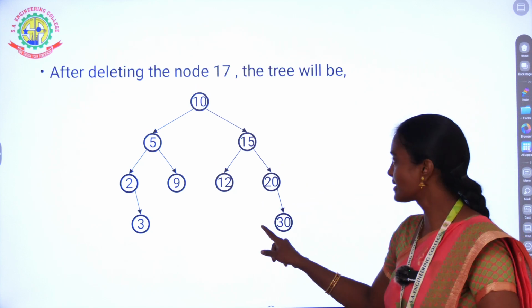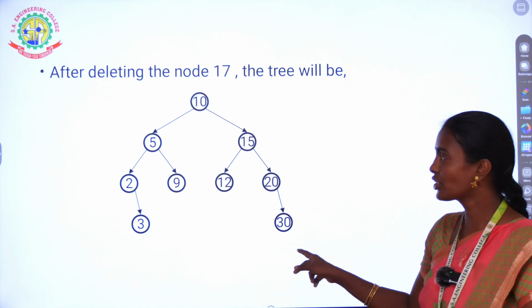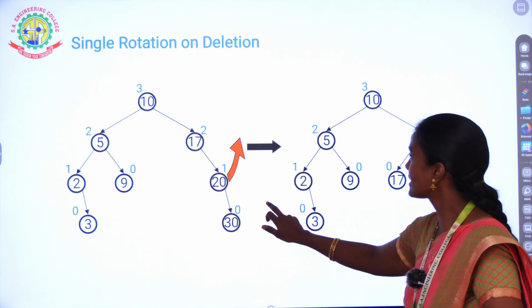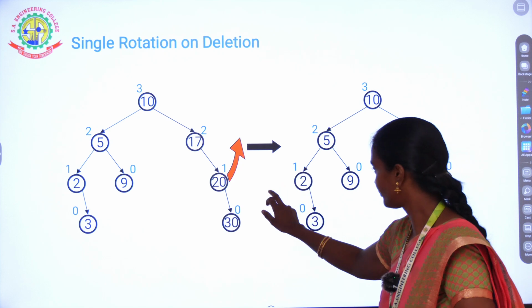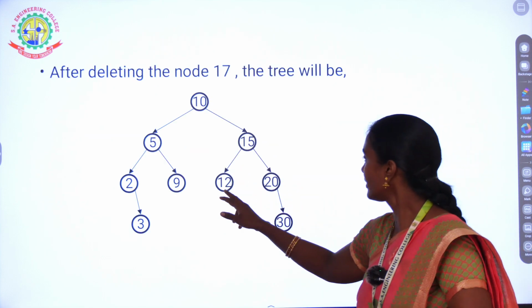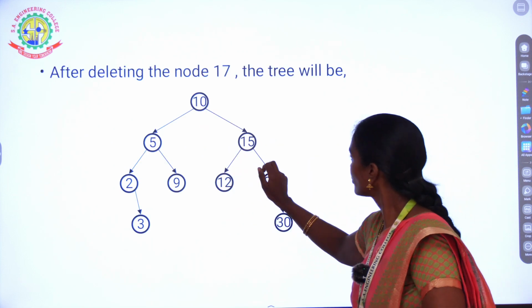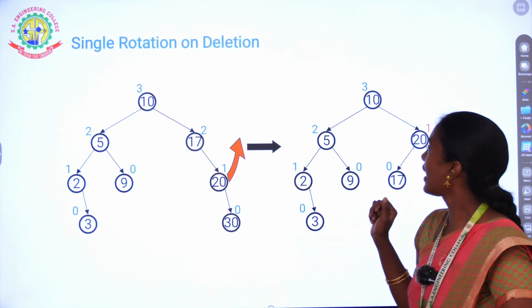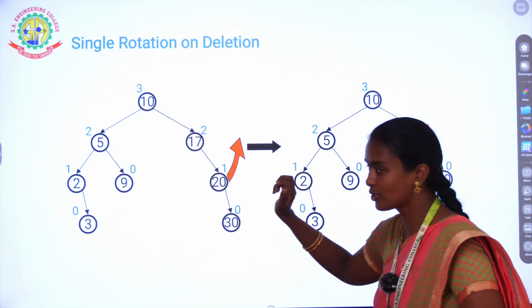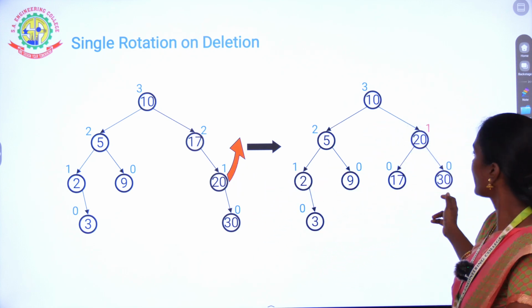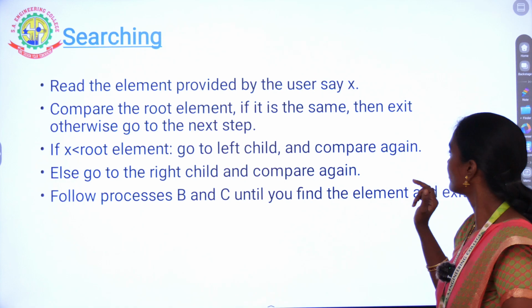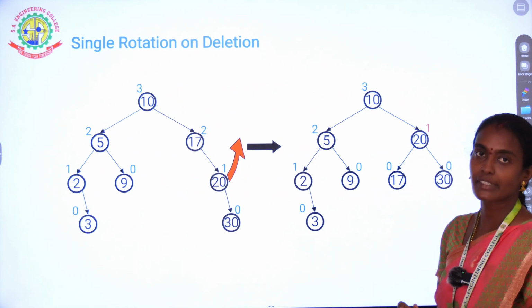Now we have to check the balancing factor, whether it satisfies the condition or not. After deletion, we have to perform a single rotation on this node. Now we get the balancing factor which satisfies the condition.